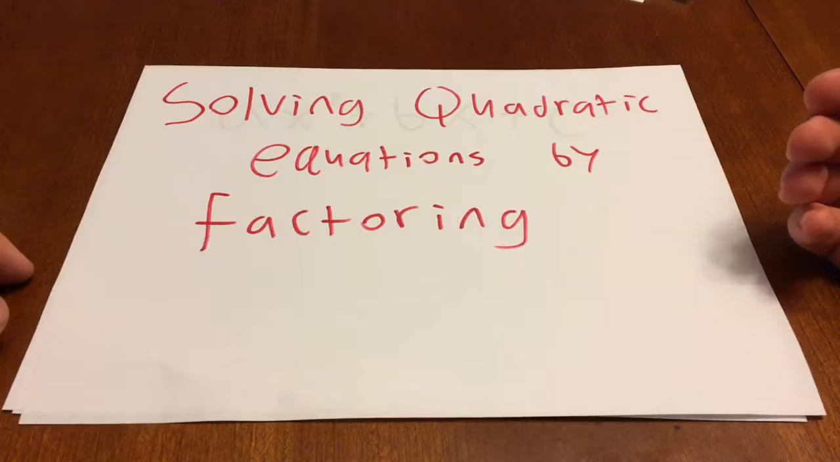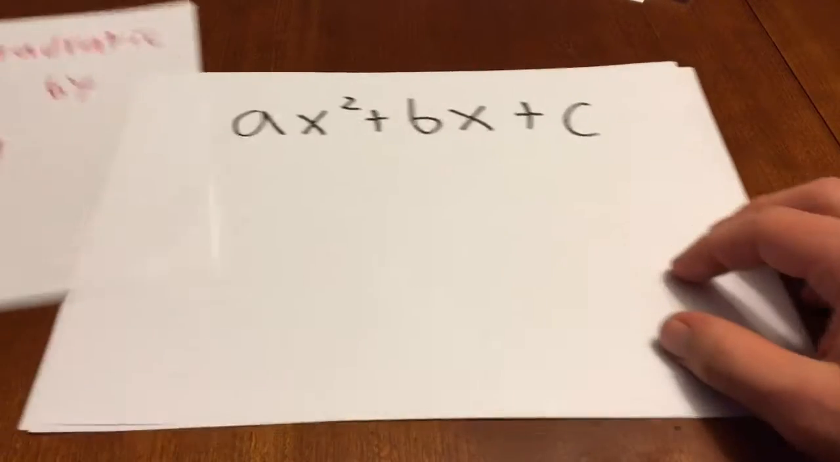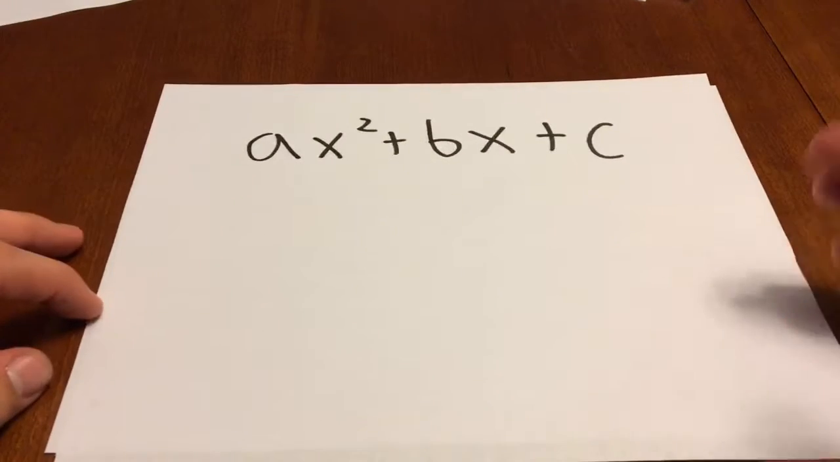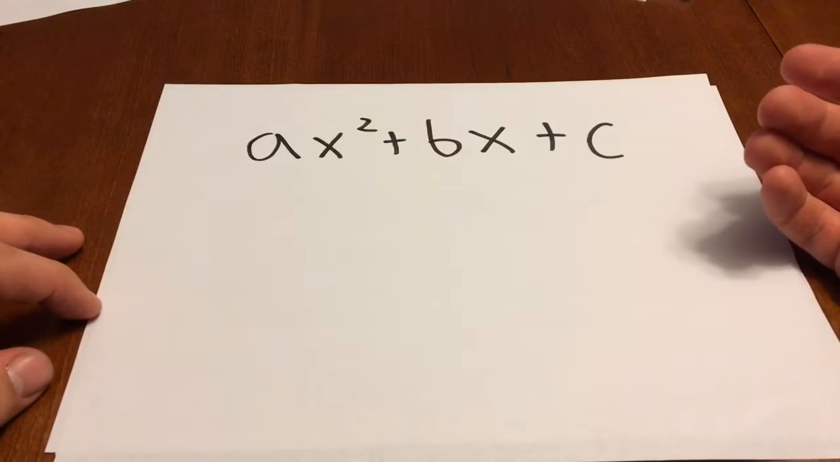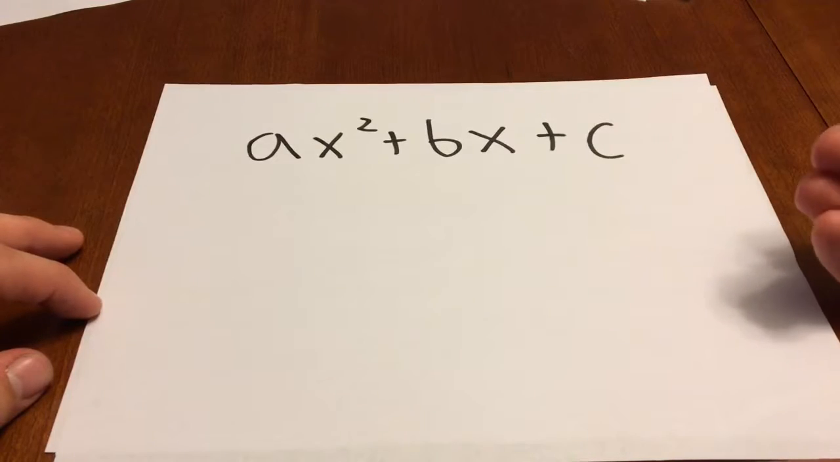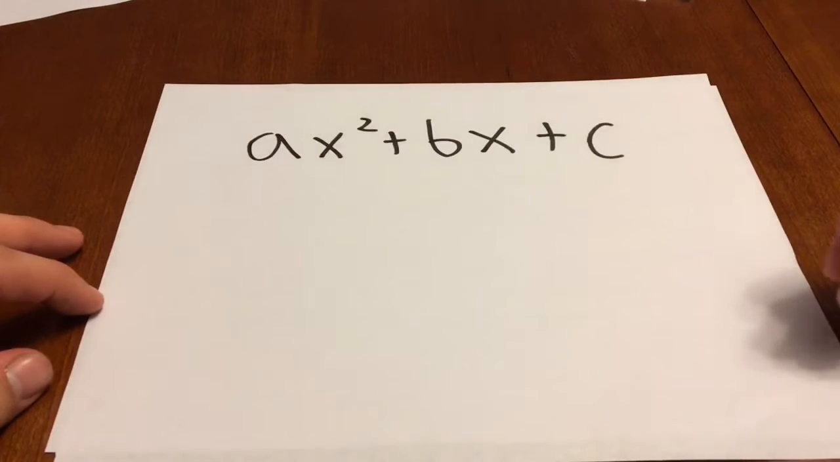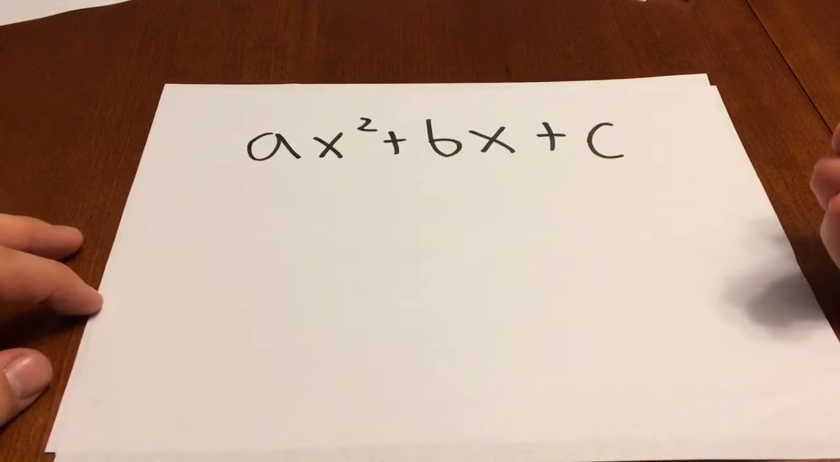So first, what does a quadratic equation look like? A quadratic equation is ax squared plus bx plus c. That's the standard form of a quadratic equation. It's an equation that contains at least one square term, and there's a number of ways to solve it, but today we're going to be talking about how to solve it by factoring.